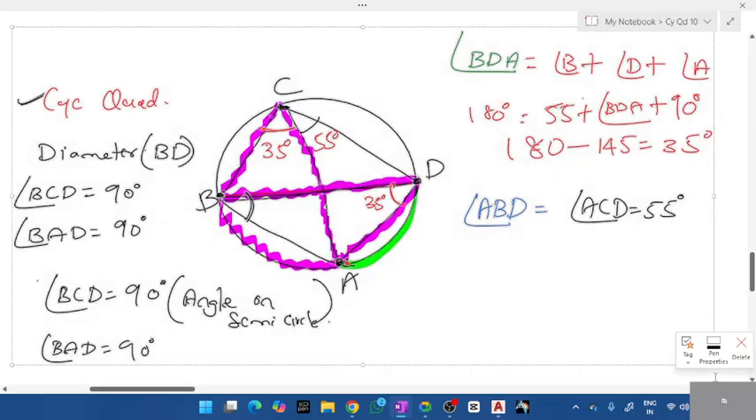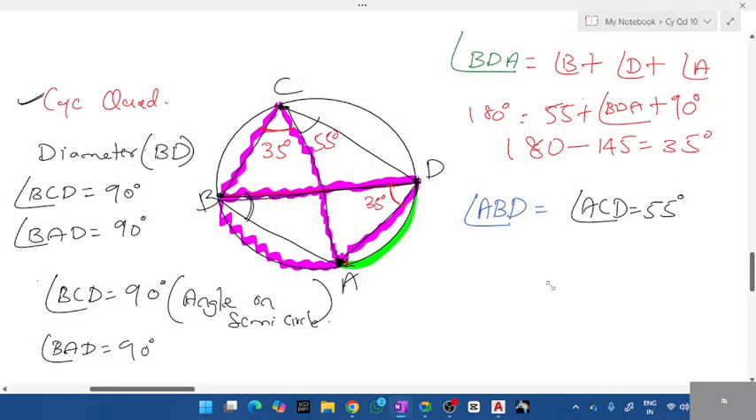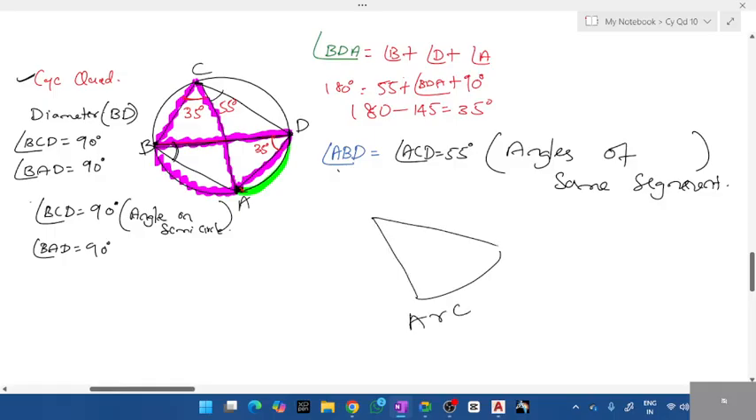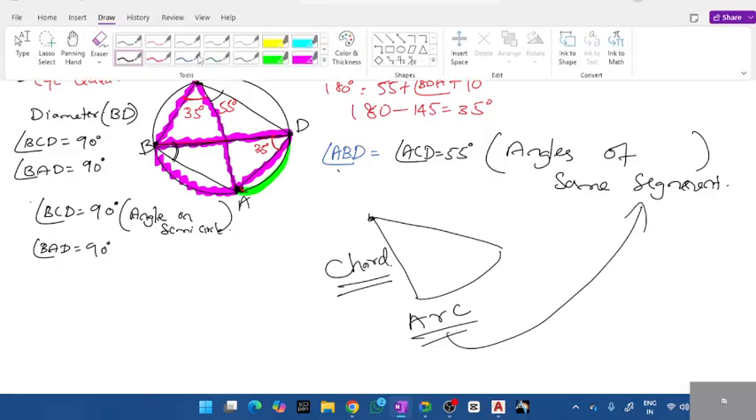What reason? Where are these two angles formed? On the center or circumference? Circumference. So, what is common to both? A and D is common. So we call it a segment. Angles of same segment. Don't write angles formed on the circumference. The theorem is angles of same segment. And I told you all the meaning of segment. From any arc, if it touches the circumference, that is a chord. Look here, arc plus chord will give you segment. Angles of same segment.